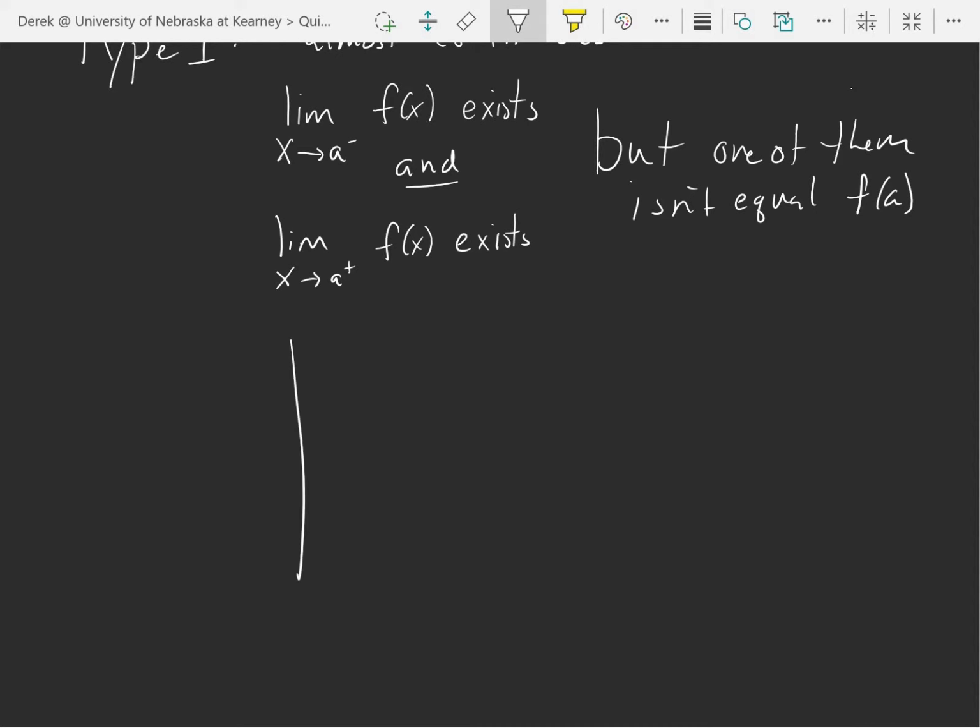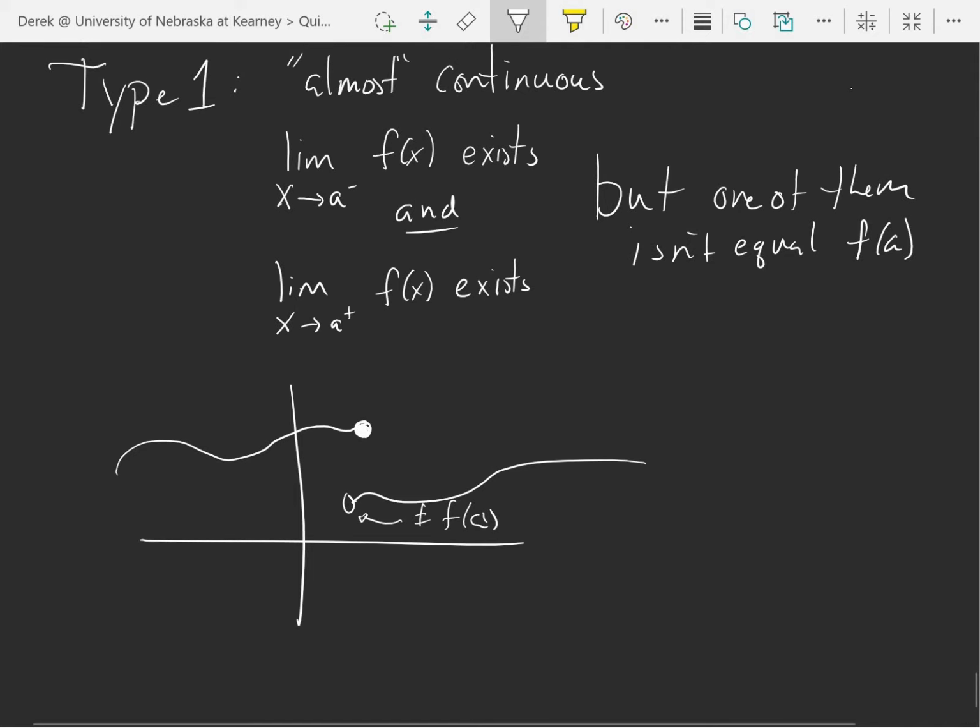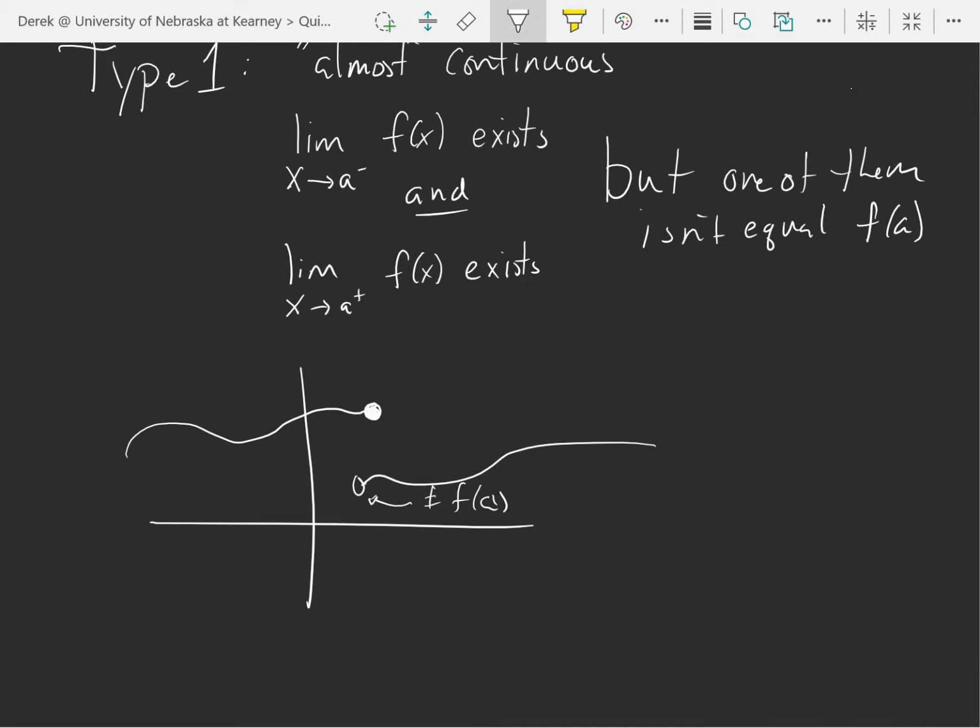So this is also usually known as a jump discontinuity, because if I come in from the left, I approach a value. If I come in from the right, I approach maybe a different value. Perhaps f of a is actually equal to this one, but not this one. Then I have a type 1 discontinuity. It's sort of almost continuous. This is left continuous. Since it's continuous from the left, it's not right continuous.